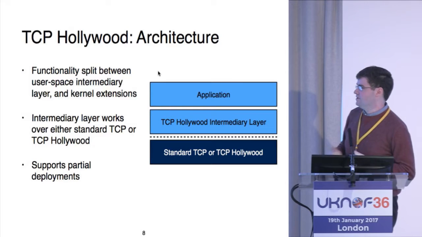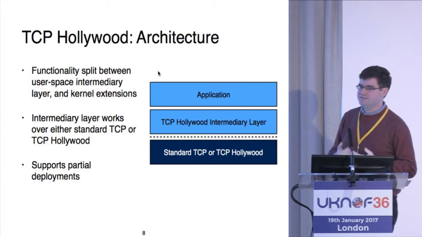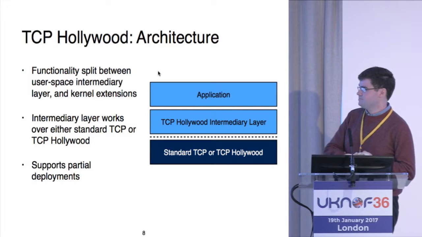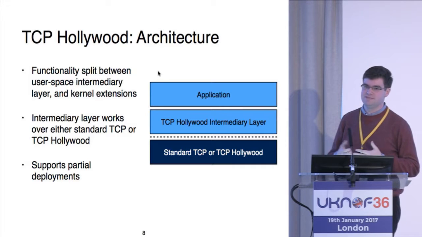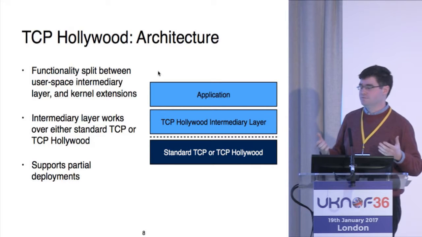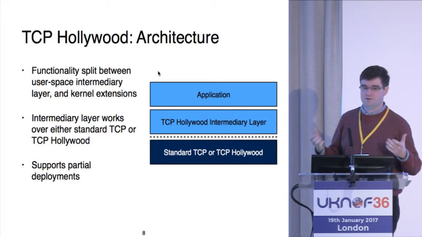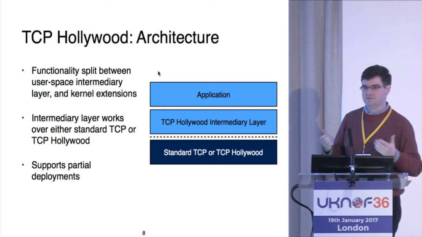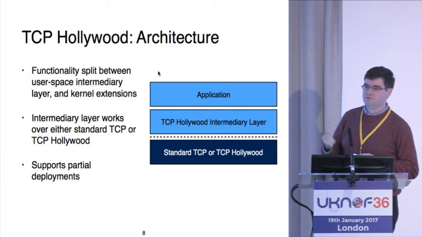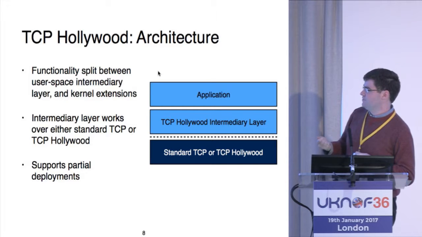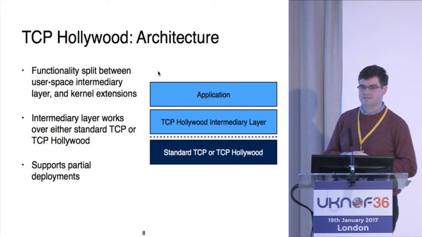So just a quick look at the architecture of TCP Hollywood. Functionality is split across a user space intermediary layer and a set of extensions to the kernel. And this architecture allows us to have partial deployments. This intermediary layer can be used across both standard TCP and TCP Hollywood. So both endpoints need to have the TCP Hollywood intermediary layer, and they can talk TCP Hollywood. The kernel extensions are optional. Of course, you don't get all of the performance benefits if you don't have them, but both endpoints can still talk TCP Hollywood.